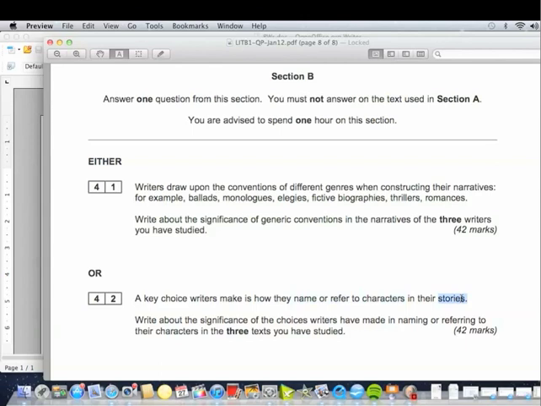Let's just talk through a couple of ideas of the texts that we've covered. For example, we haven't talked yet about Cormac McCarthy's The Road. Cormac McCarthy doesn't name his characters in The Road. That to me is one of the most significant things, and there's that word again, significance. He chooses to refer to them only as man and boy. Now you need to really then say, so what? So what that he only refers to them as man and boy?